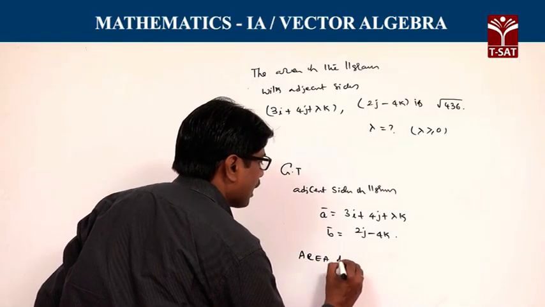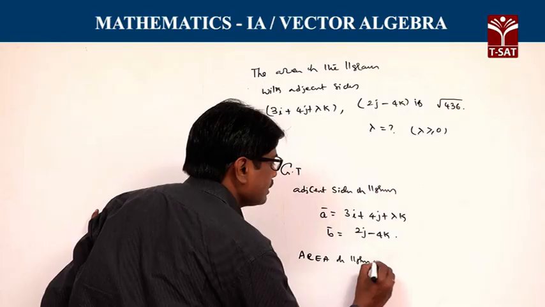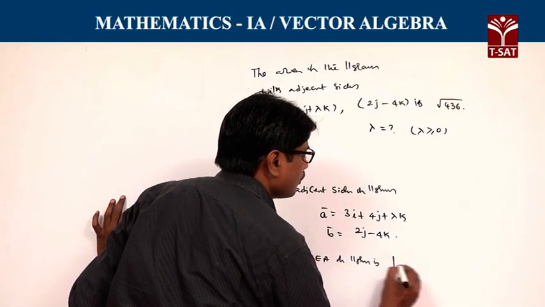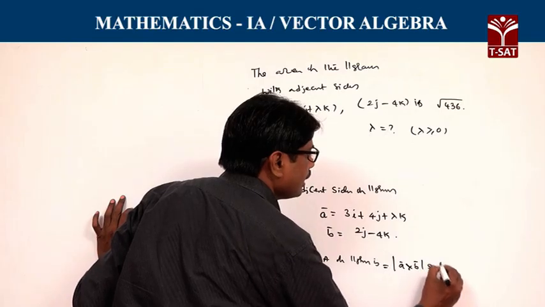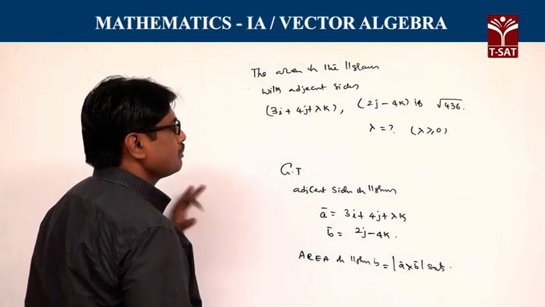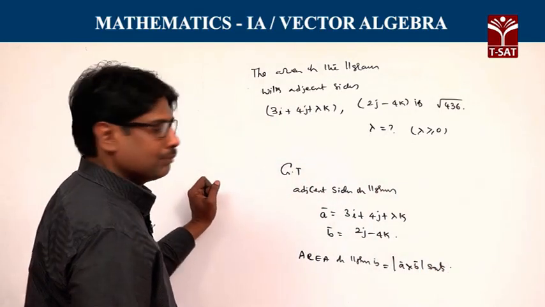Area of parallelogram is mod of A bar cross B bar square units. First calculate A cross B and then calculate its mod.